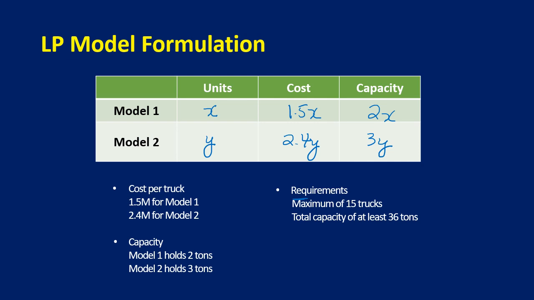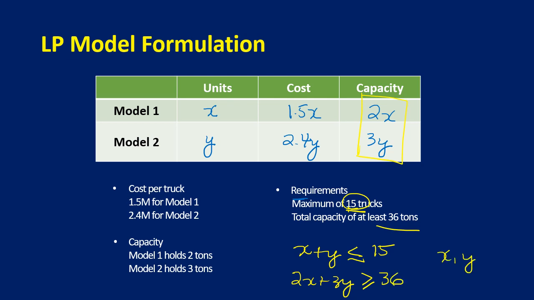The requirements will give us our constraints. We want a maximum of 15 trucks. How many trucks do we have here? x plus y. Since we want the maximum to be 15, this should be less than or equal to 15. And then total capacity of at least. What is our total capacity? 2x plus 3y. What's the meaning of at least? The smallest should be 36. And of course, we always have x, y greater than or equal to 0.